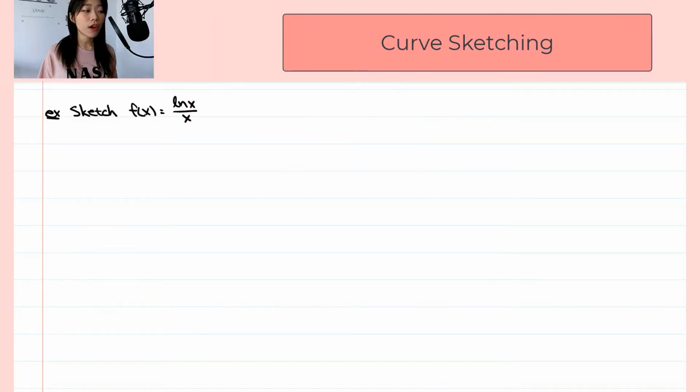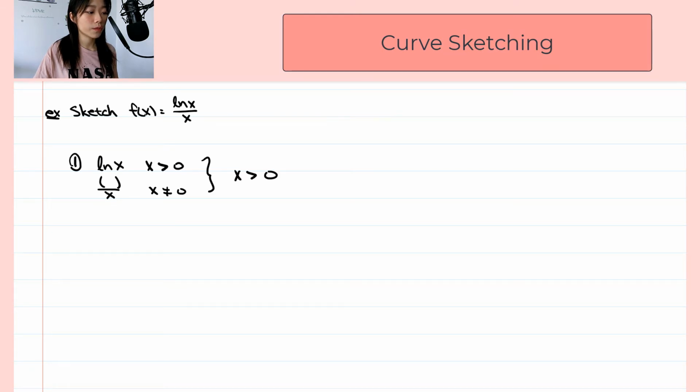Let's sketch the function ln of x over x using the 8 steps that I just mentioned. So first, we'll get a consideration of the domain. For the log function ln of x, we know that x must be greater than 0. And the function is in fractional form, so the denominator can never be 0. So x cannot be 0. So let's put these two pieces of information together and we get the domain: x is greater than 0.